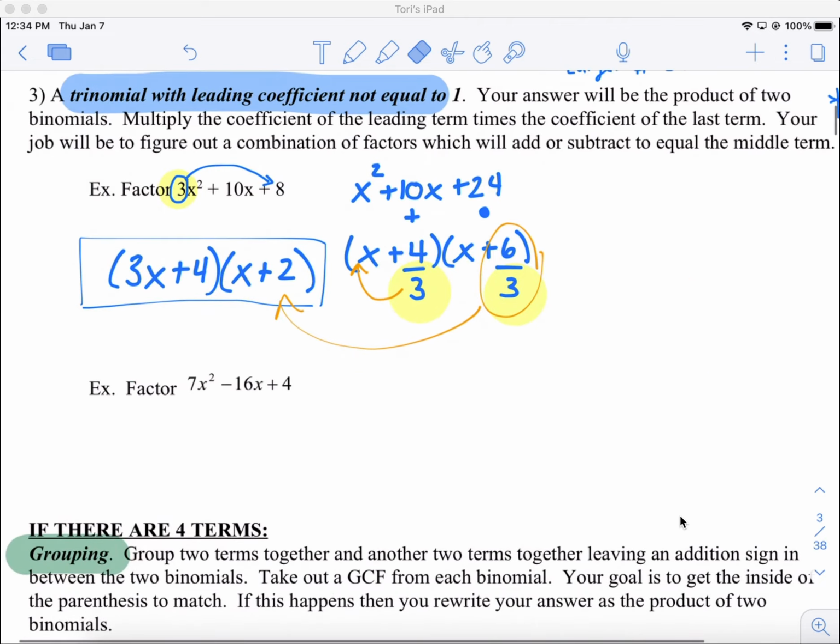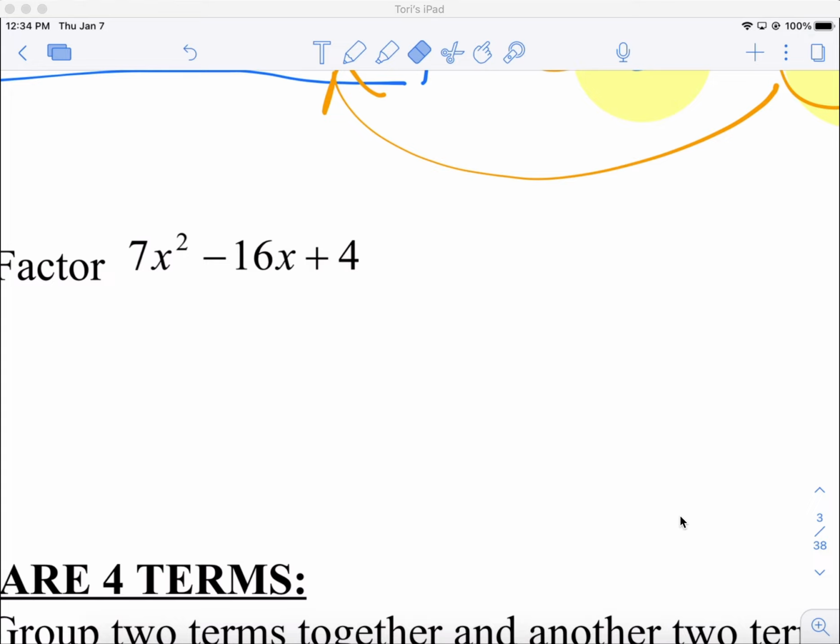Let's do another one of these together. I have a number in front, 7, but I notice it is not a GCF. I don't have anything in common, so I swing it over. 7 times 4 is 28, so minus 16x plus 28. Here's what I'm going to do.